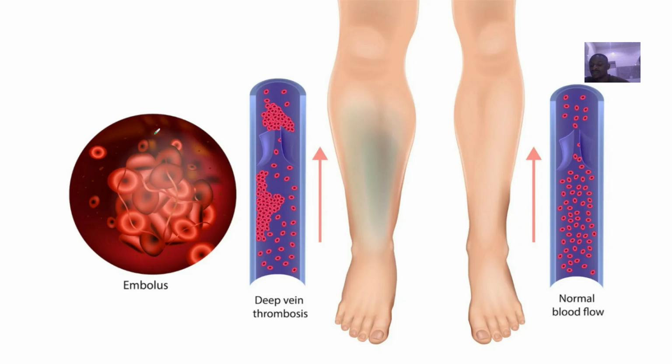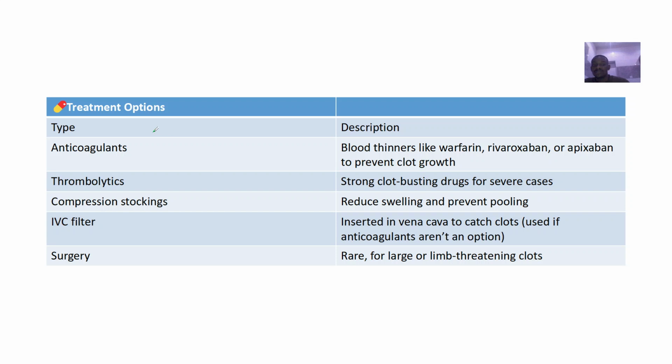Do you understand? So anticoagulants, those ones will prevent clots. Thrombolytics, those ones, there's already a clot, so they are trying to break down the clots. Then compression stockings, surgeries, and all of that.